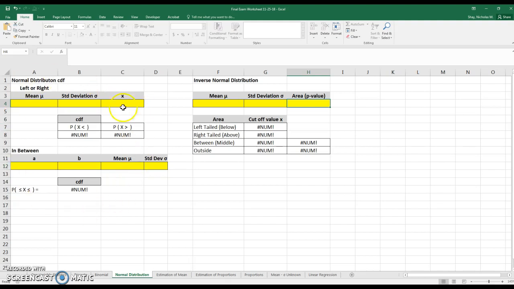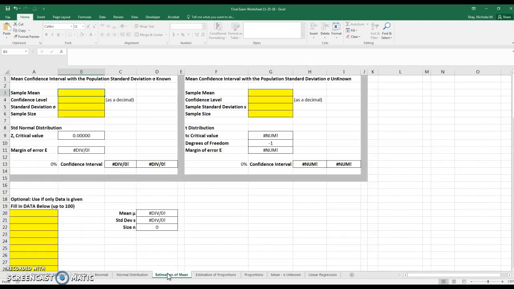We also used the left or right or in between when we used a normal to approximate a binomial situation. If you remember those times where we did something like, instead of flipping a coin just 10 times, we flipped it 200 times, this is when we would find that npq, mean, standard deviation, and then you did that continuity correction. So we use this normal distribution tab quite a bit.